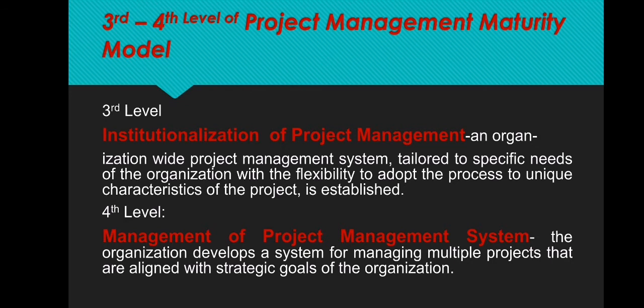And the fourth level of the maturity model is the management of project management system. In this level, the organization develops a system for managing multiple projects that are aligned with the strategic goals of the organization. It means that in an organization, they use processes and procedures in managing multiple projects to ensure that it can fulfill the tasks required to achieve its objectives. And in this level, the projects are managed with consideration of projects performed in the past and what is expected for the future. Also, management uses efficiency and effectiveness metrics to make decisions regarding the project and understand the impacts on other projects.